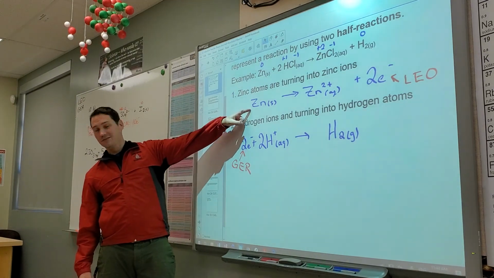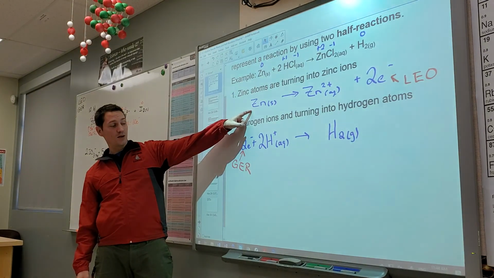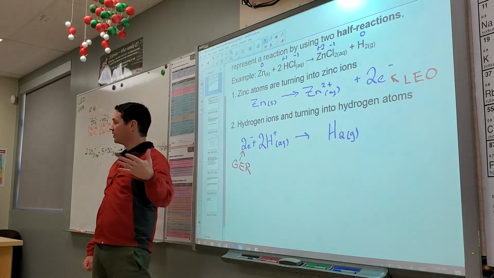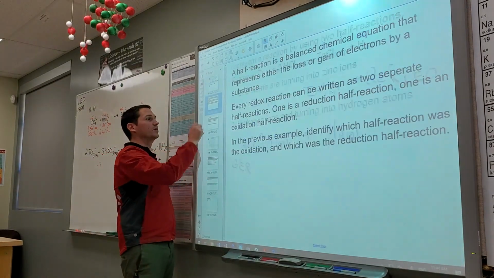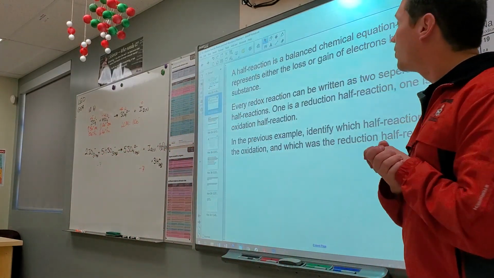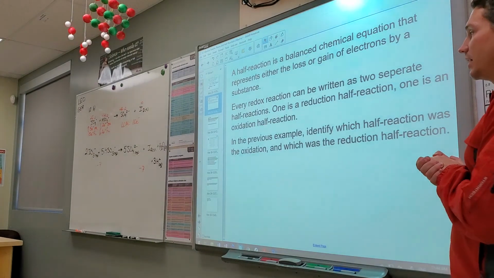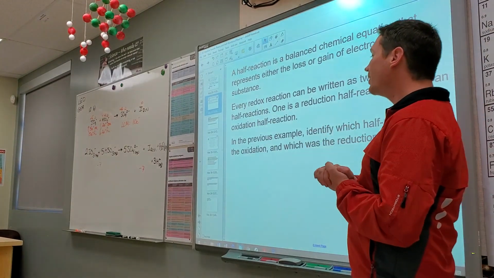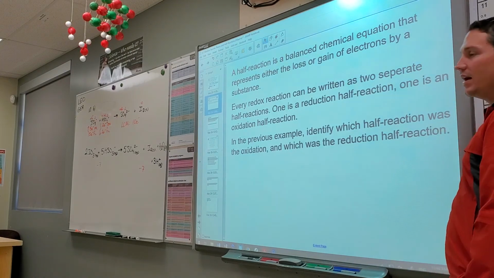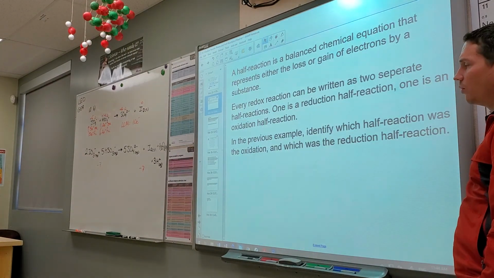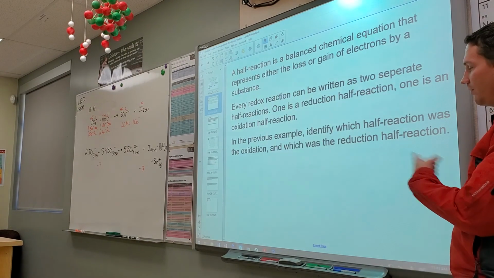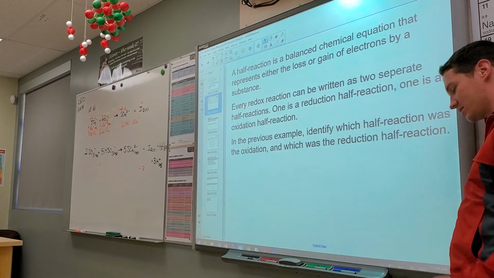The zinc is being oxidized, and what's being reduced? The hydrogen ions specifically. The hydrogen ions are being reduced. A half reaction is a balanced chemical equation that represents either the loss or gain of electrons. Every redox reaction can be written as 2 separate half reactions. One is a reduction half reaction, and one is an oxidation half reaction. In the previous example, identify which half is oxidation, which half is reduction.